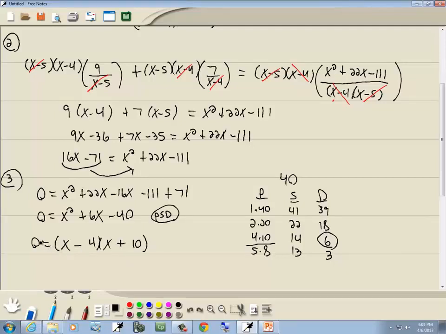Zero factor property. You get 0 on one side, you factor the other side, you set each factor equal to 0. So I'll set x minus 4 equal to 0 and x plus 10 equal to 0. And that gives us x equals 4 and x equals negative 10, maybe.